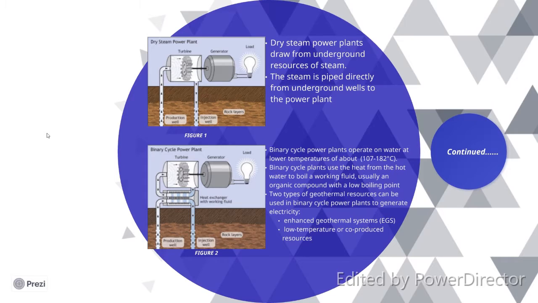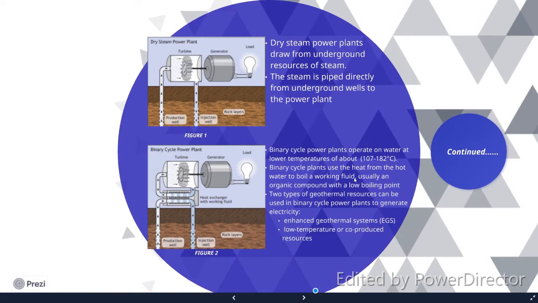Figure 2 shows the binary cycle power plant. Binary cycle power plants operate on water at low temperatures of about 107 to 182 Celsius. Binary cycle plants use the heat from the hot water to boil a working fluid, usually an organic compound with a low boiling point. There are 2 types of geothermal resources that can be generated: electricity from EGS, enhanced geothermal systems, and another is low temperature or coal produced resources.